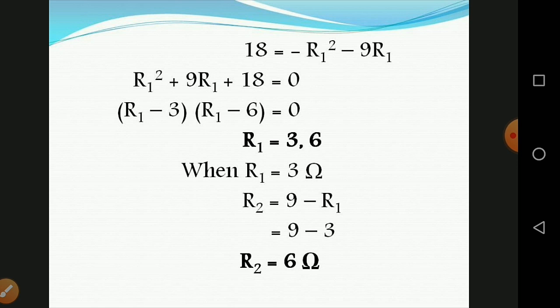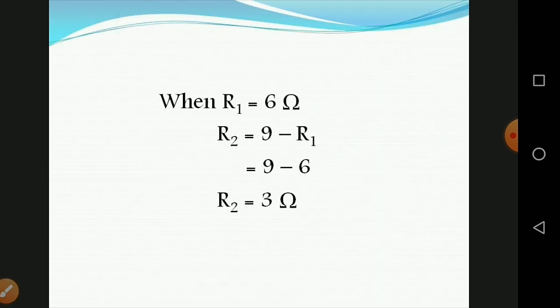When R1 is equal to 3, R2 is equal to, by the formula we already made, 9 minus R1. So 9 minus 3, R2 is equal to 6 ohm. If R1 is equal to 6, then R2 is equal to 9 minus R1, 9 minus 6, so R2 is equal to 3 ohm.